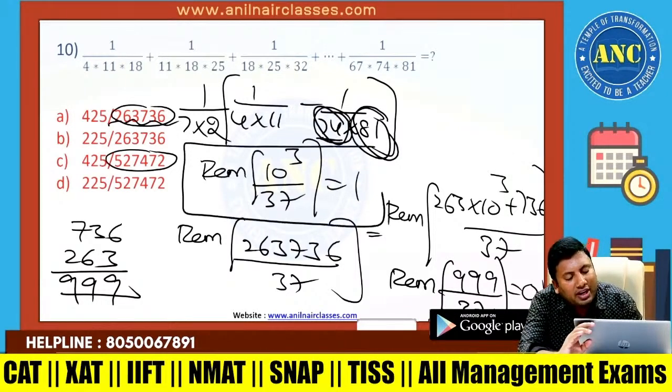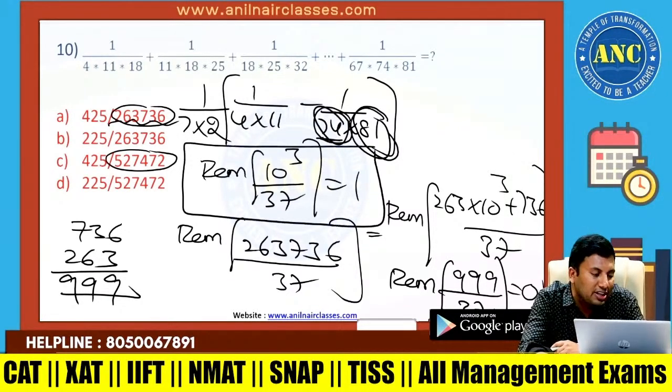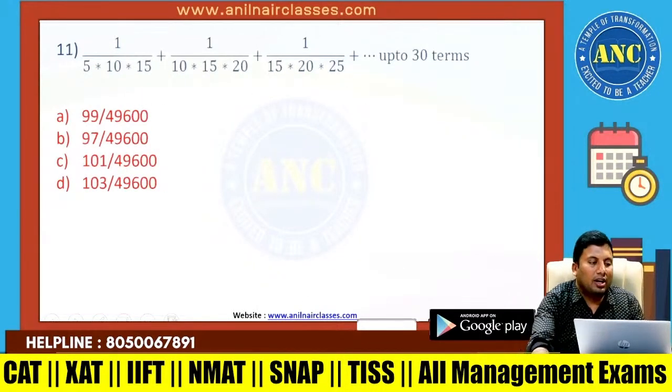Take a group of 3 digits and add it. 10th one. I hope the idea is clear. 11th one. Now see here.